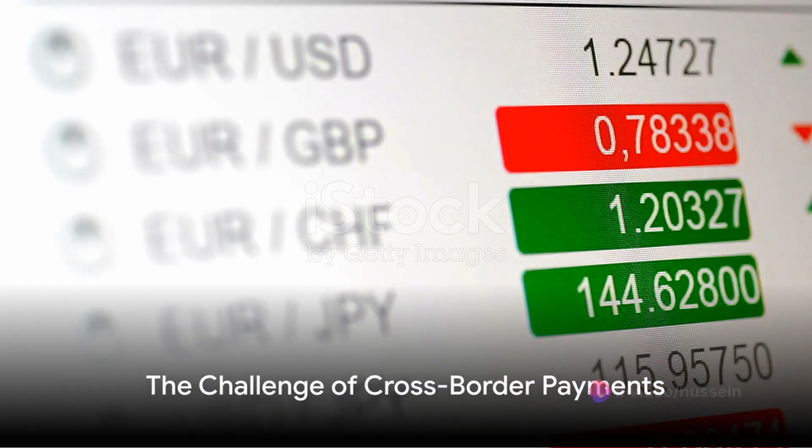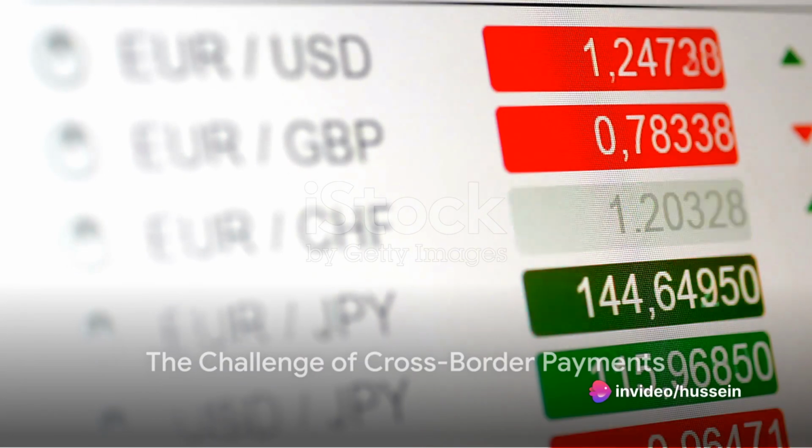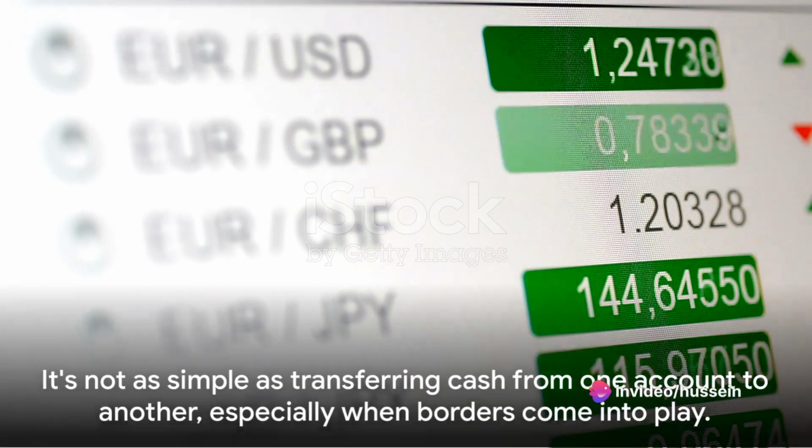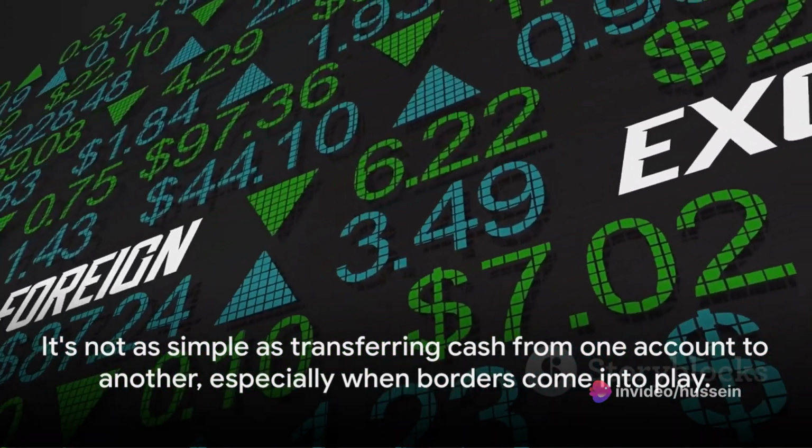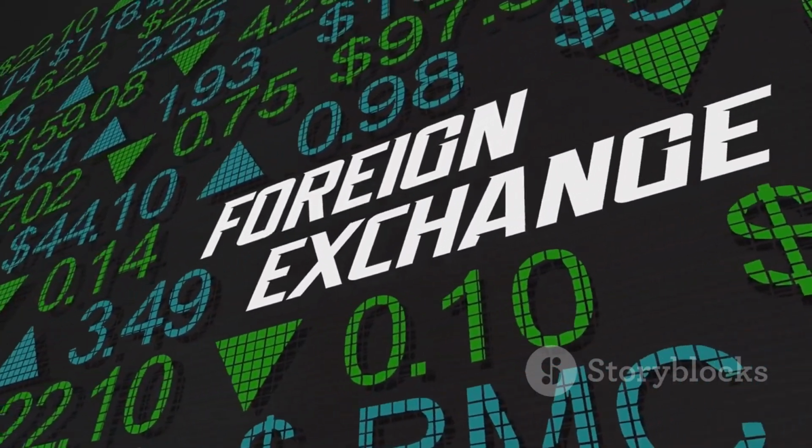Have you ever pondered about the complexities of sending money overseas? It's not as simple as transferring cash from one account to another, especially when borders come into play.